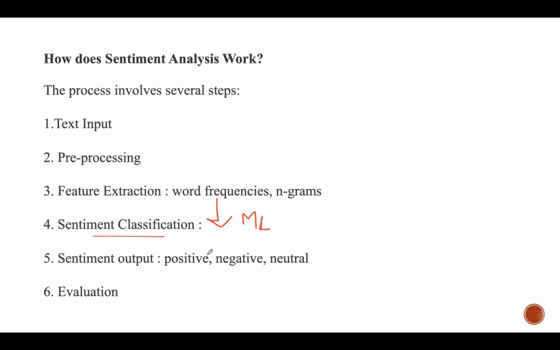And after that, you can even go through a hybrid approach, which combines both the lexicon-based and machine learning approaches. Then, sentiment output. After classification, the sentiment analysis system outputs the sentiment polarity of the text, indicating the overall sentiment expressed as positive, negative, or neutral. So we'll find out whether the review is positive, negative, or neutral. And finally, evaluation. The performance of the sentiment analysis system is evaluated and validated using various metrics.